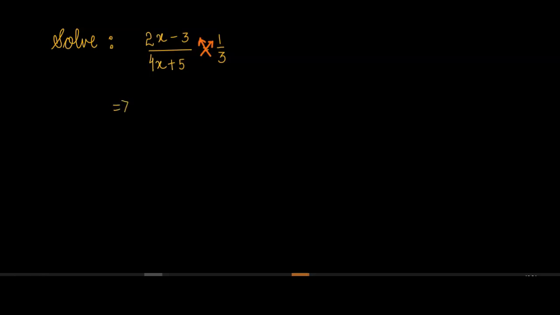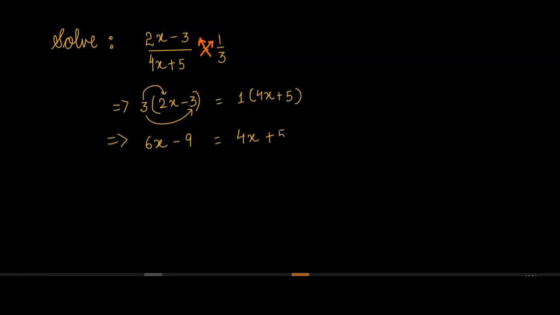So what do we get? We get (2x minus 3) into 3 is equal to 1 into (4x plus 5). Upon further simplification, like this, 3 will get distributed to the numbers inside the bracket, but here is 1 only, so it will be same. So we get here 6x minus 9 is equal to 4x plus 5.